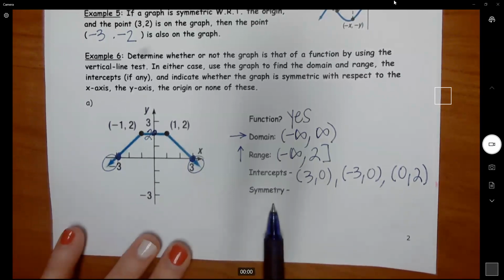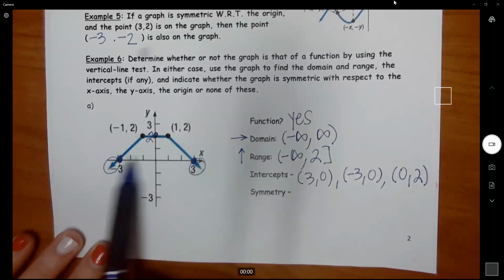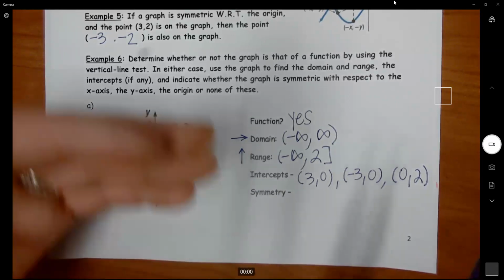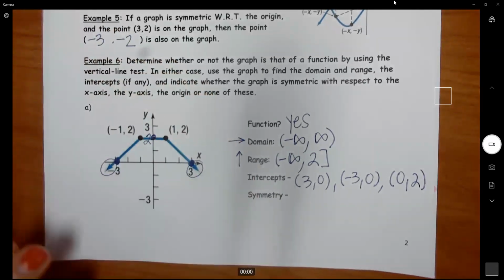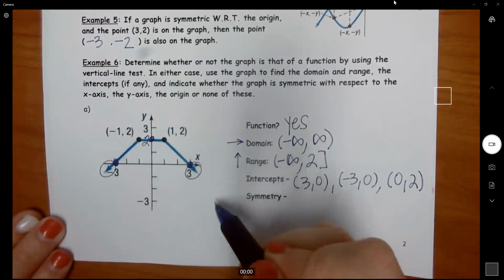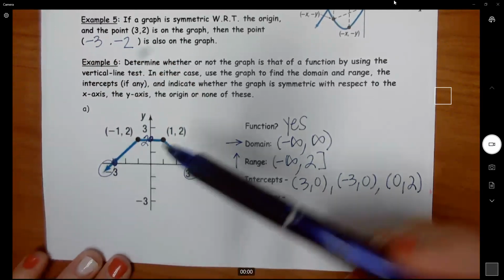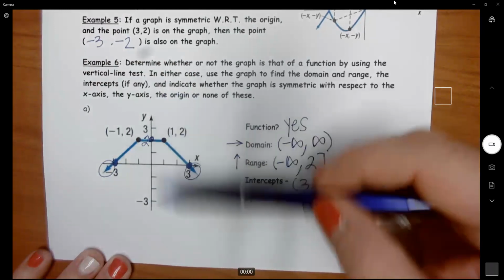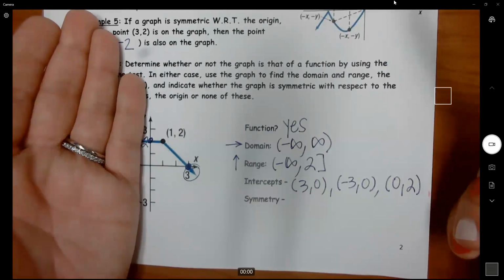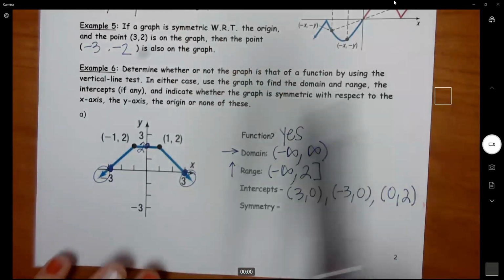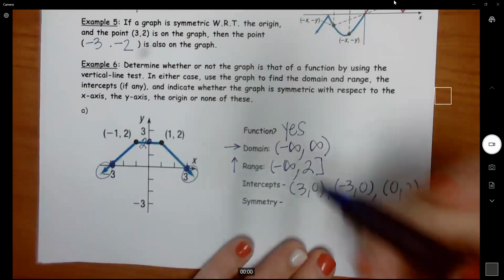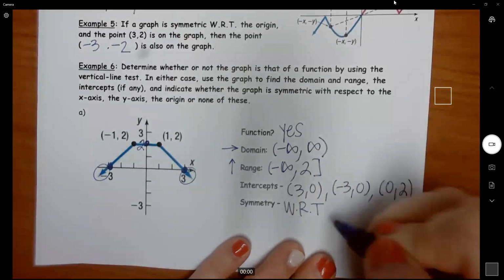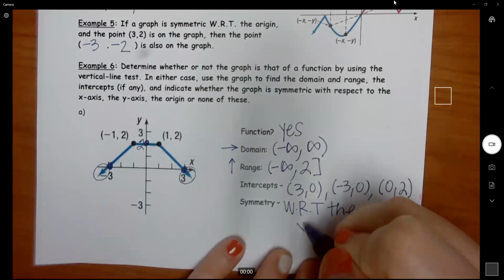And then does this have any kind of symmetry? Does it have x-axis symmetry? Okay, if you fold this over, it's not going to land on top of each other because this is going to keep going down. So it's not mirroring along this x. What about the y? Does it mirror along the y-axis? Yes. If you take this graph and you fold it over, it's going to land on its other side. So with respect to the y-axis.